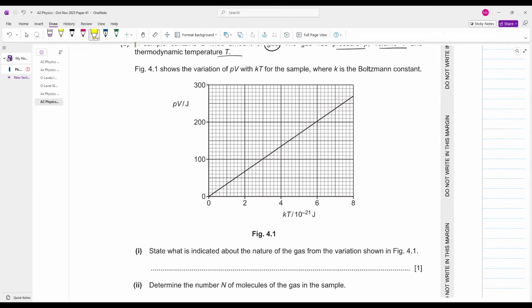Okay. Figure 4.1 shows the variation of PV with kT for the sample. k is the Boltzmann constant.